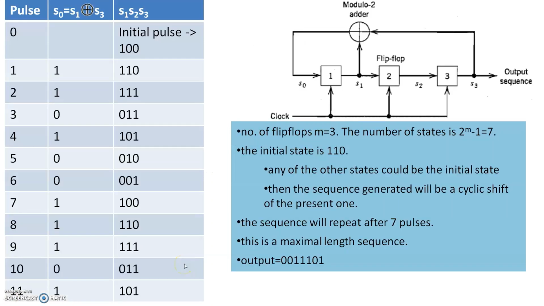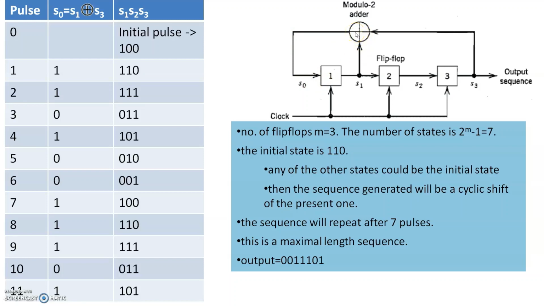Now we will see a particular example of a linear feedback shift register. Why do we call it a linear feedback shift register? Because in the feedback path, you have feedback logic, there is a modulo 2 adder. I see there are three flip-flops, 1, 2 and 3. The output of the first flip-flop and output of the third flip-flop is taken and given to the modulo 2 adder. And that output is given as the input of the first flip-flop.